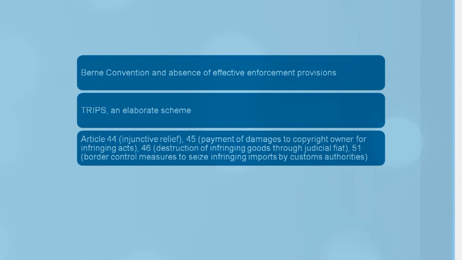So when these goods are created, unless judicial authorities have the power to confiscate these goods and destroy them, the fruits of the infringement will lie in the hands of the infringer. So Article 46 specifically targets that problem and seeks to redress it by authorizing judicial authorities to destroy.